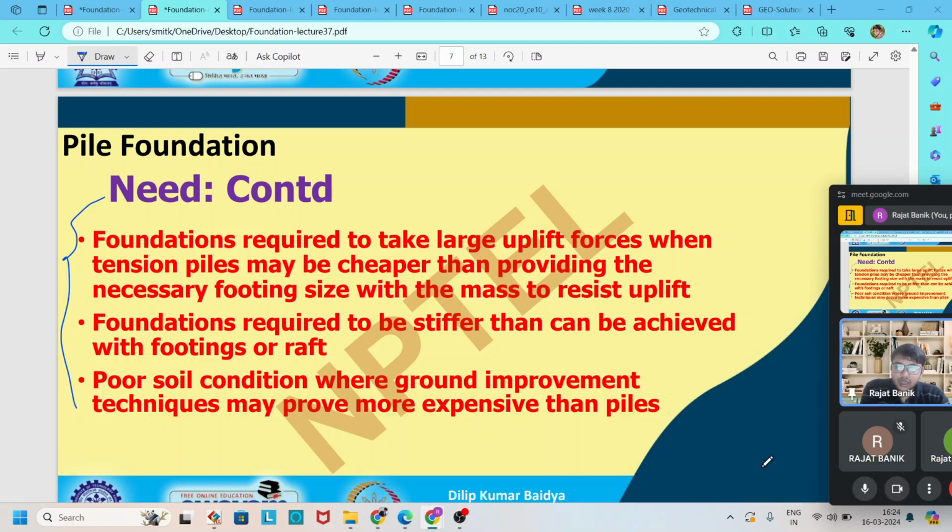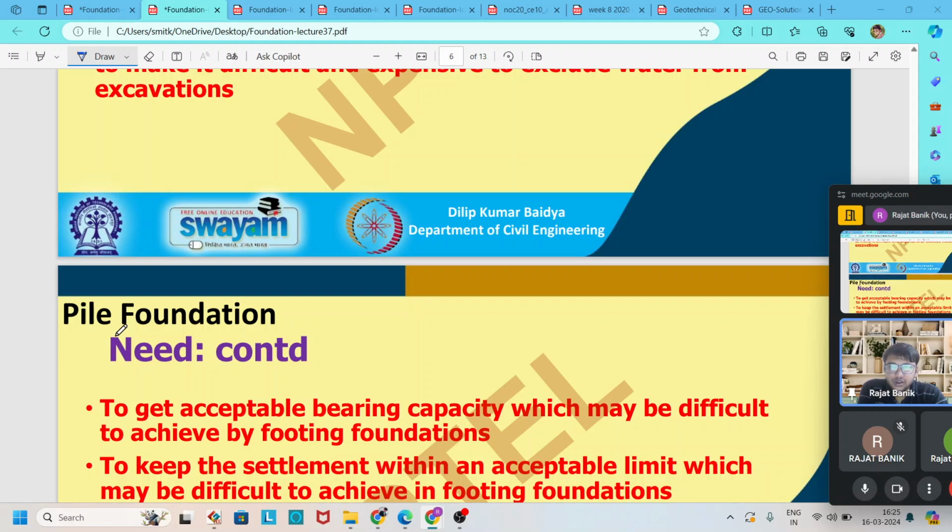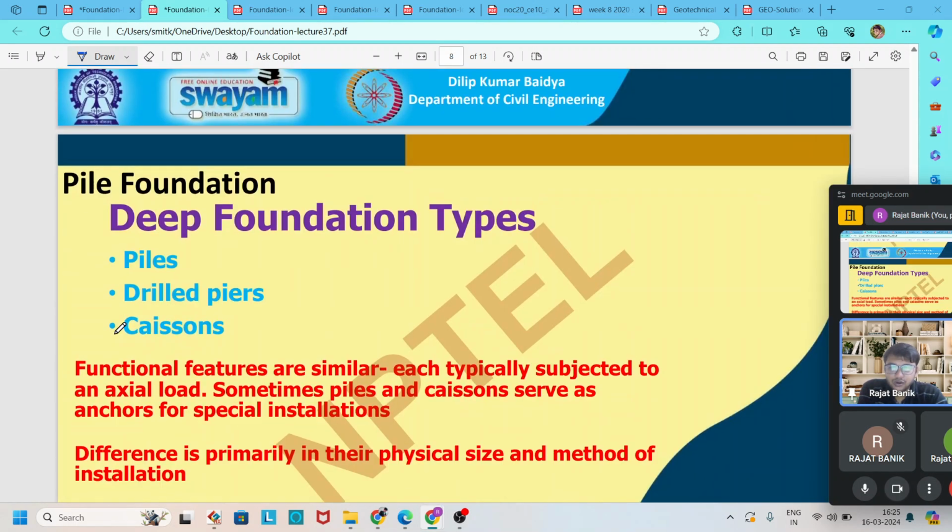So again, if you need the stiffer foundation than shallow foundation, we can go with this type of deep foundation like pile foundation. Poor soil condition where ground improvement techniques may prove more expensive than the pile. If you address this poor soil condition by ground improvement technique, sometimes it requires more cost than using the pile foundation. So better to go with this type of deep foundation without improving the ground. So these are the conditions that need to be checked for why we use or need this pile foundation.